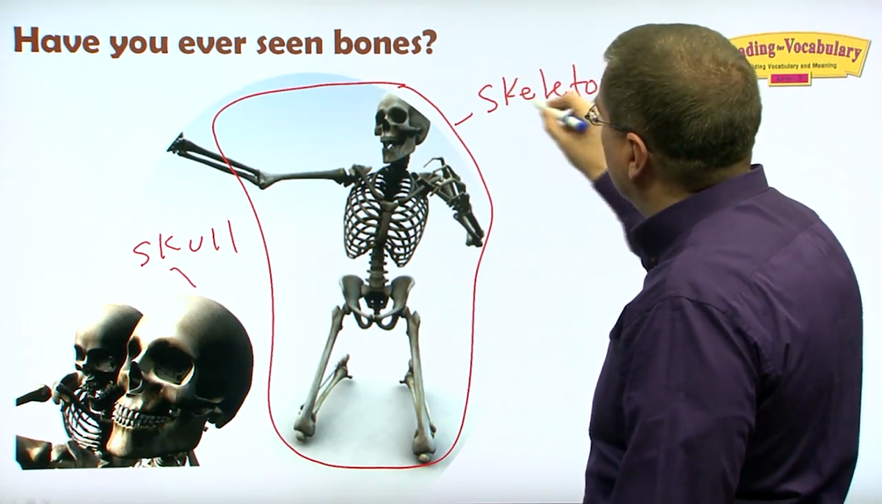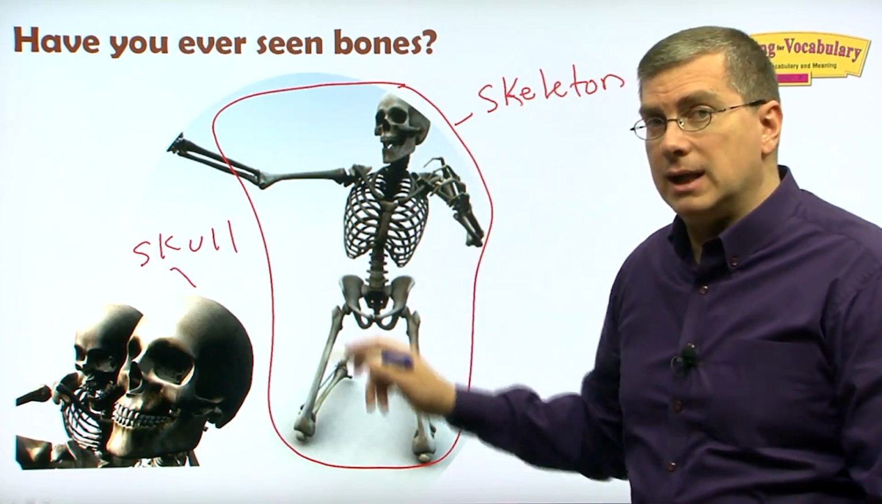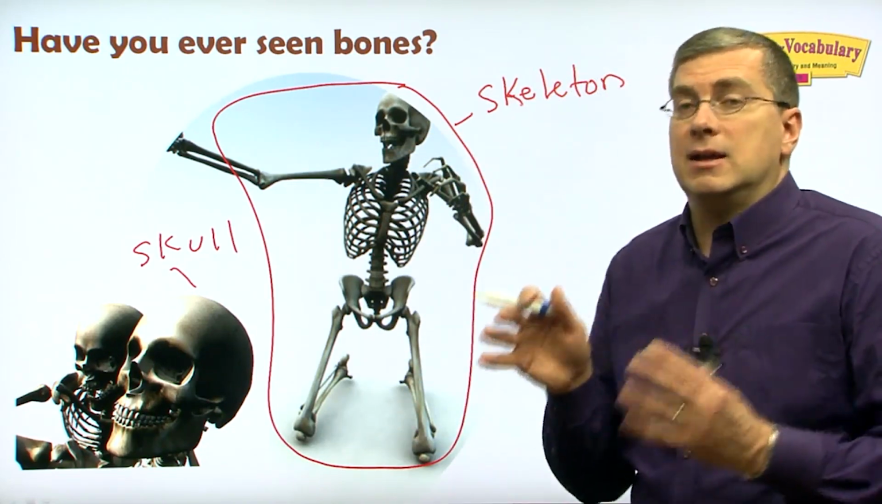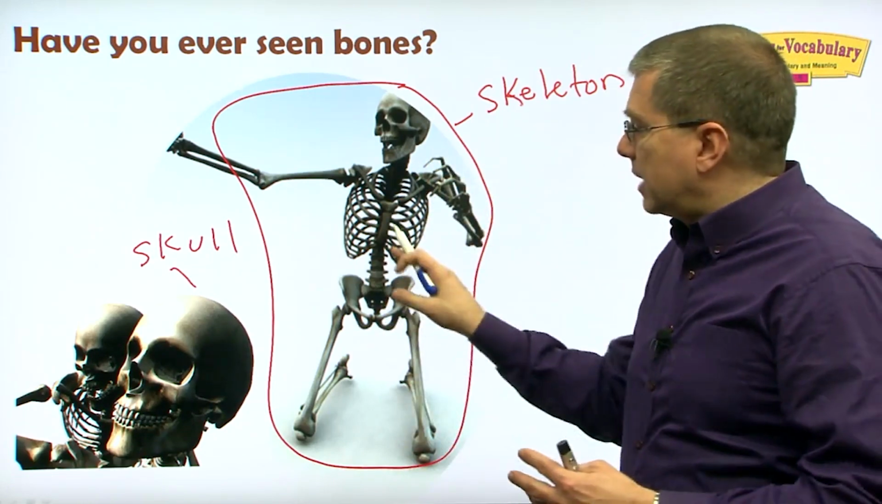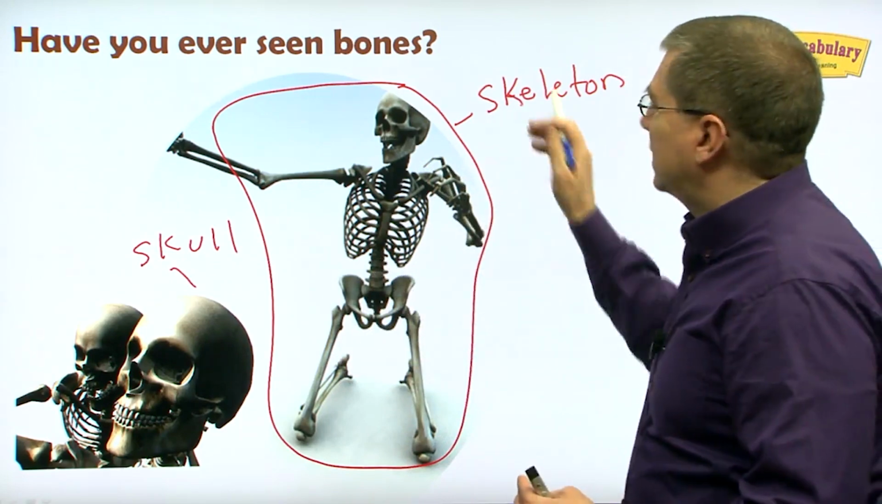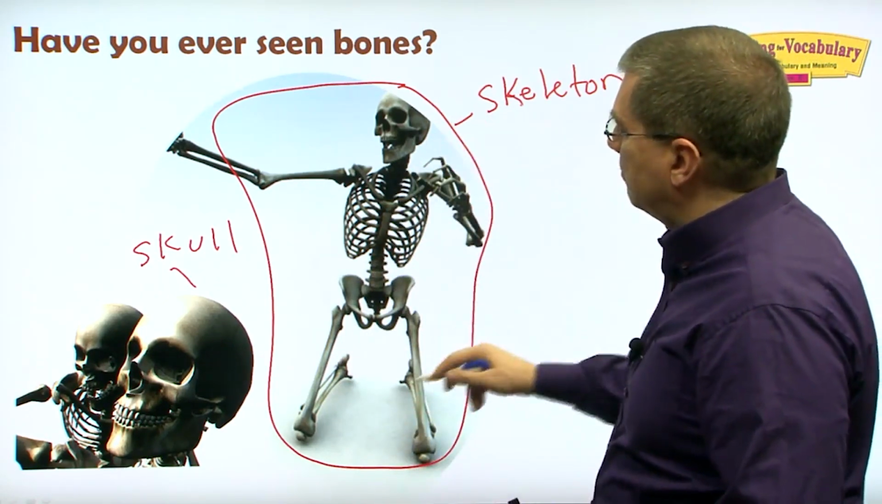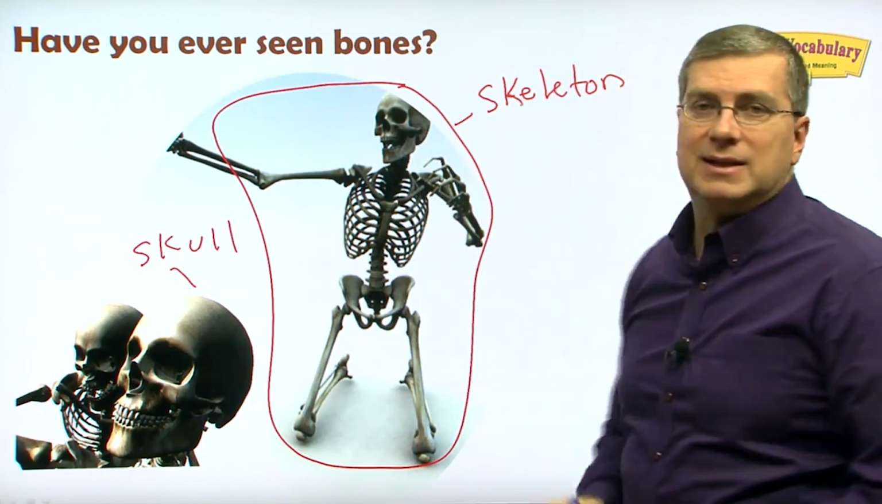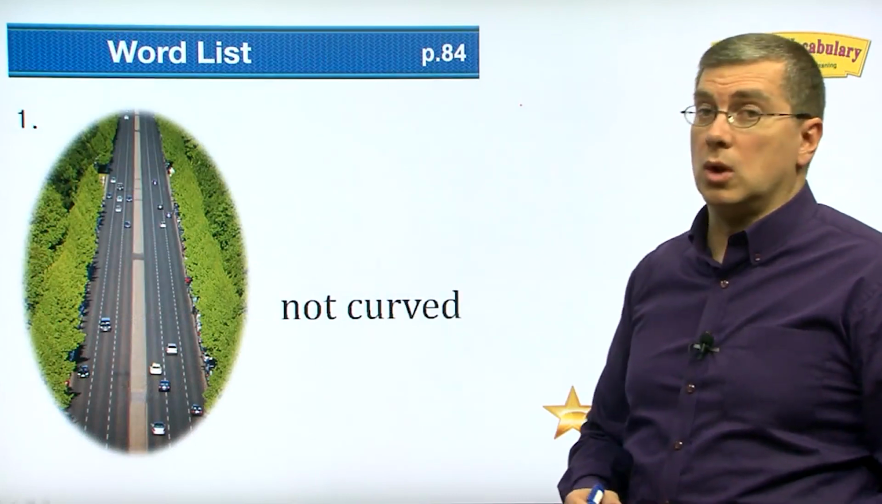skeleton. A skeleton is all the bones in an animal's body that are all connected and in the right place. It's a complete skeleton. Sometimes if bones are missing, we say it's part of a skeleton. But the whole collection of bones is the skeleton. Okay, let's move on with our words.